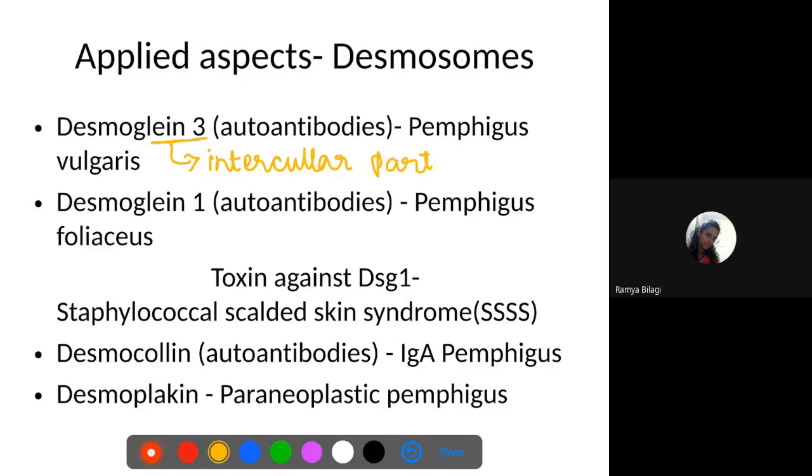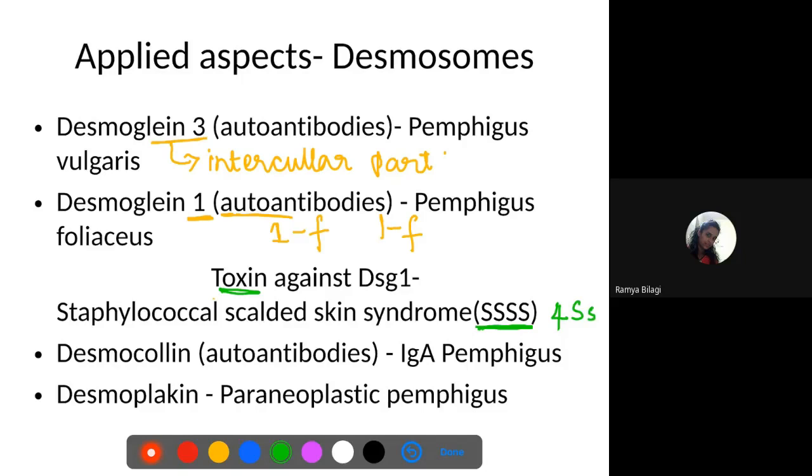What happens when there are autoantibodies against desmoglein 1? There will be a condition called pemphigus foliaceus. How do you remember? You can make an F out of 1, like this. So that is how you remember. Okay. And if there is a toxin against desmoglein 1, that is called staphylococcal scalded skin syndrome. Four S: Staphylococcal Scalded Skin Syndrome.